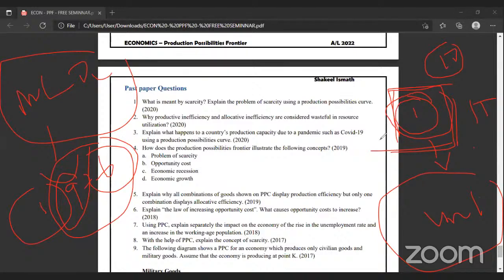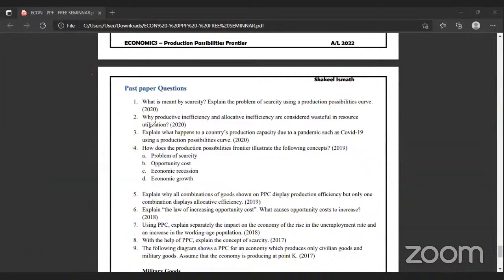So you know the first 9 questions and the part 2 first question, right? Now what type of problems are there? Look at these questions from 2020 onward. They talk about scarcity. You don't want to memorize the question. Just read out the question, then automatically you can remember.